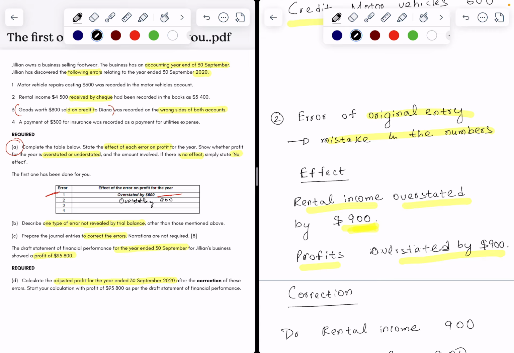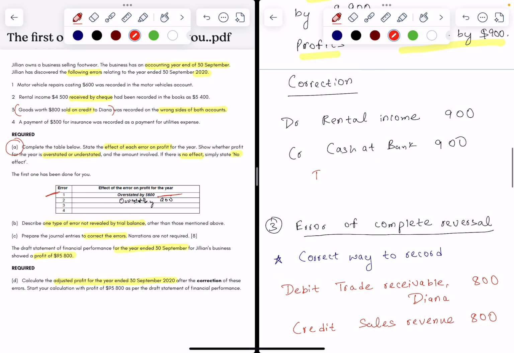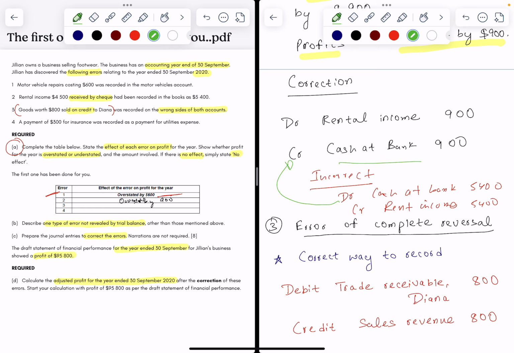So how do we correct this? So obviously, when we would have overstated our rental income and increased our cash at bank account, what would have been the incorrect way the bookkeeper recorded? So the bookkeeper would have debited the cash at bank account by 5,400 and credited the rental income account by 5,400.